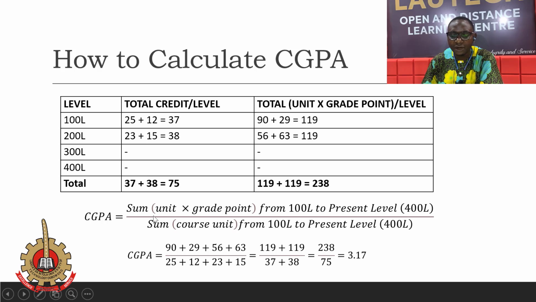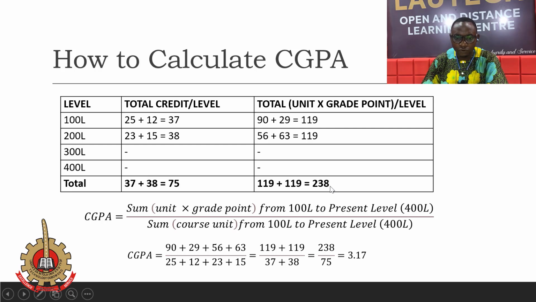CGPA is now going to take all this score from each of the semesters into account. Now, see the formula that we apply here. 90 is the sum of the product of unit and grade for first semester 100 level. 29 is the sum of the product of unit and grade for second semester 100 level. 56 is the sum of the product of unit and grade for 200 level first semester, also 63 for second semester. You will add everything together. It will give you 238, just like we have in the table.